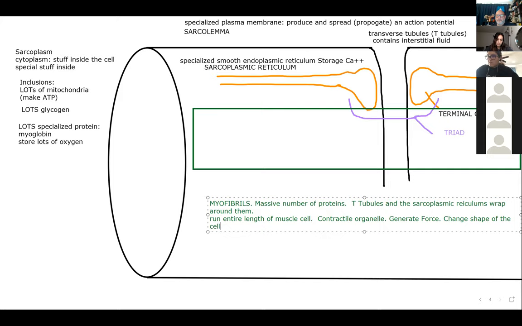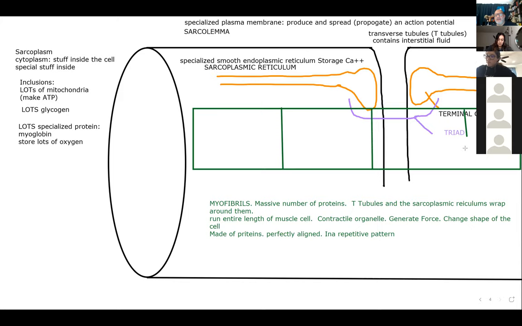Now, as I mentioned, this is made of proteins that are perfectly aligned, and they're perfectly aligned in a repetitive pattern. So basically what we have here is a series of proteins that are perfectly arranged into, like we said, those boxcars of our train. And this repetitive pattern of proteins is known as a sarcomere.